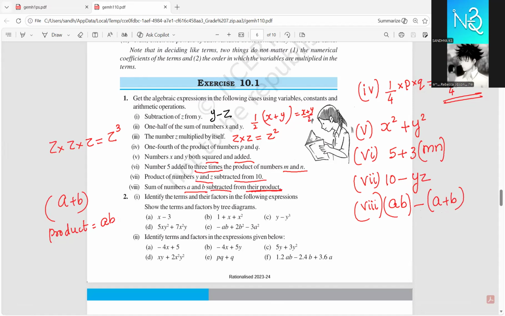Okay, actually this chapter we are studying is algebraic expressions. Write down the heading also. Algebraic expression is the chapter.